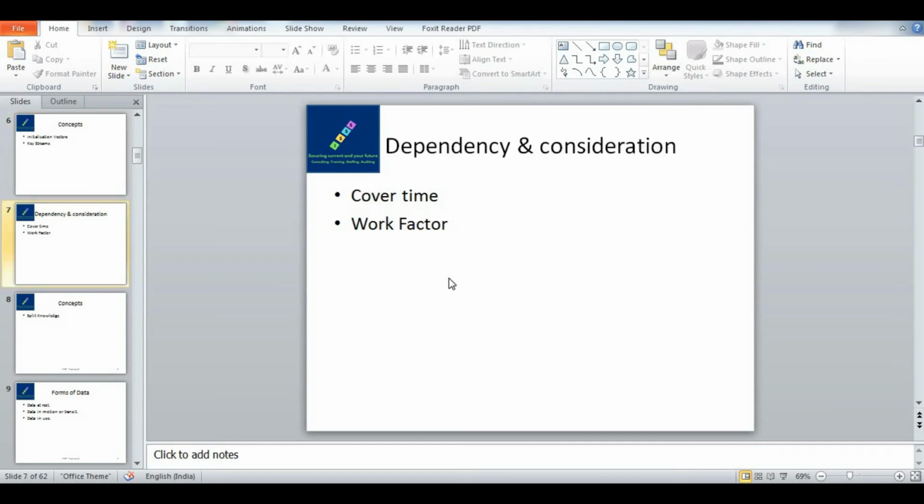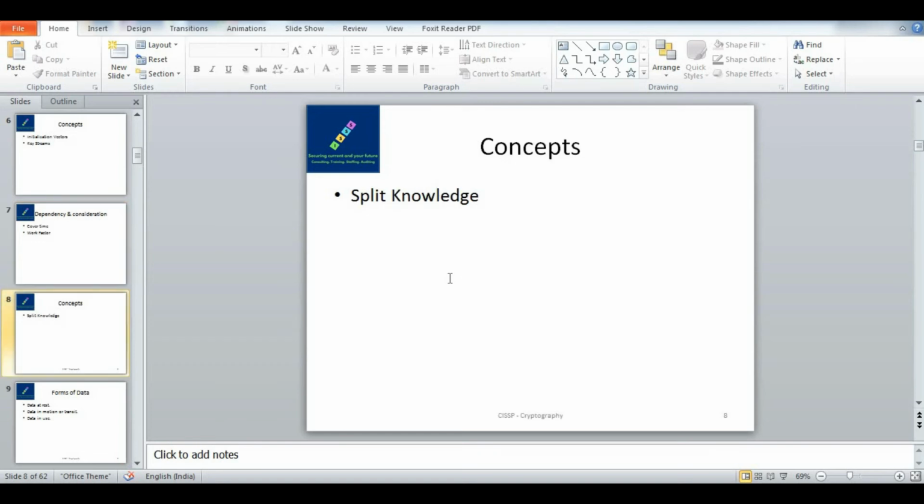So we discussed the cover time and the work factor yesterday, and there is one more concept that I actually want to cover as a part of this video, and this is called split knowledge. Split knowledge is a fundamental concept in security. Dual control, split knowledge. In fact, people get confused. Is split knowledge the same as dual control? It is not dual control.